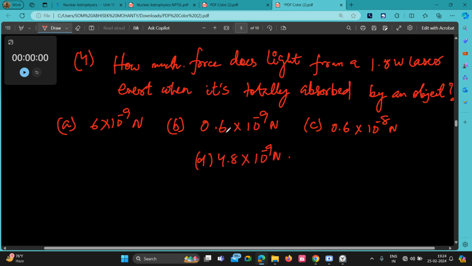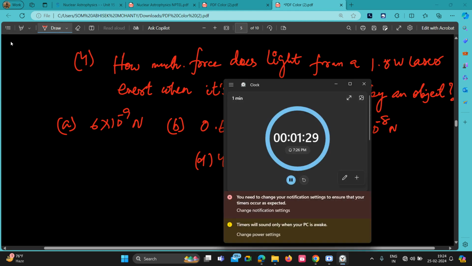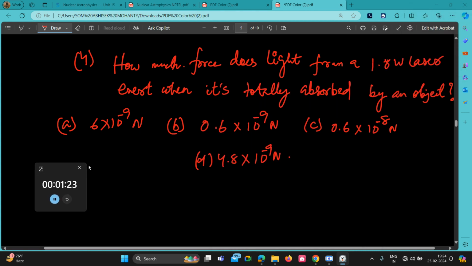Okay, let's try this question. I'll just decrease the time for this one. You have 1.5 minutes for this question. How much force does light from a 1.8 watt laser exert when it's totally absorbed by an object? Try this question.